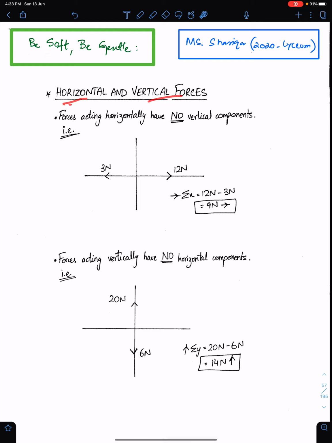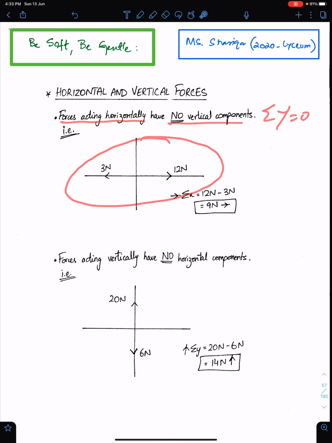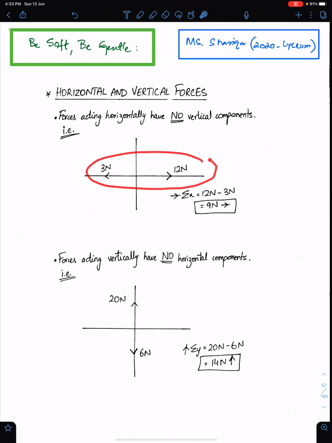Horizontal and vertical forces. Forces acting horizontally have no vertical components, that is sigma y is 0, like in this example. These two forces have no vertical components. Therefore, the resultant of these two forces is 9 newtons towards right.